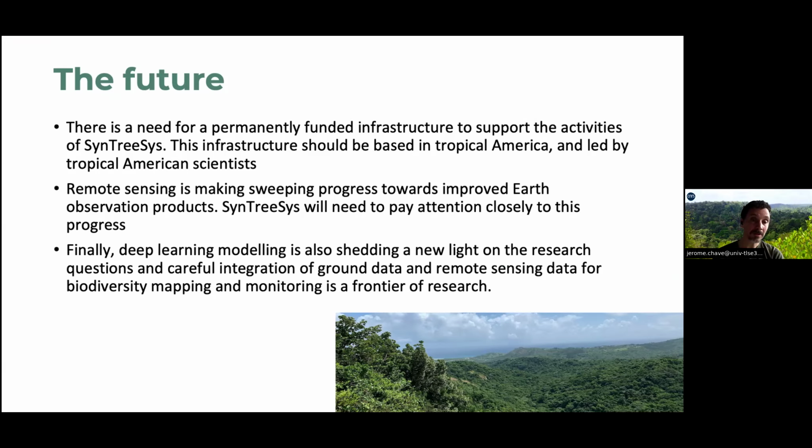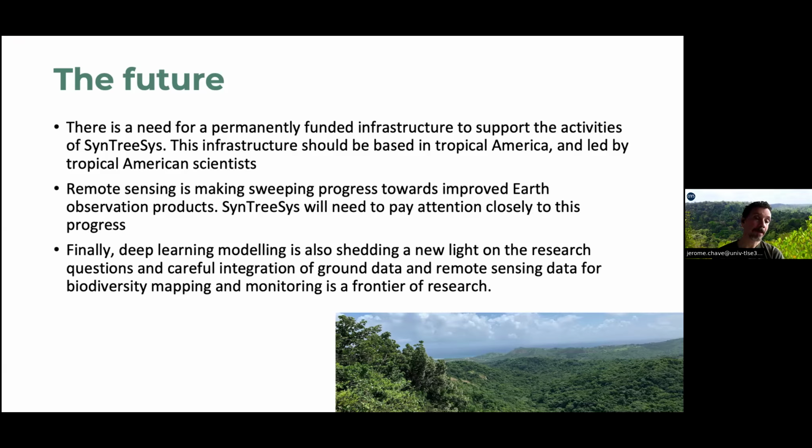Now, there is a need for a permanently funded infrastructure that would embody the vision of SynTreeSys. This infrastructure should not be in Europe or North America. It should be in tropical America and should be led by tropical American scientists. How it will be funded in the long run and how much security it will provide to the lead scientists and to the data themselves is to be decided and to be discussed. But for sure, CESAB has played a crucial role in this endeavor.